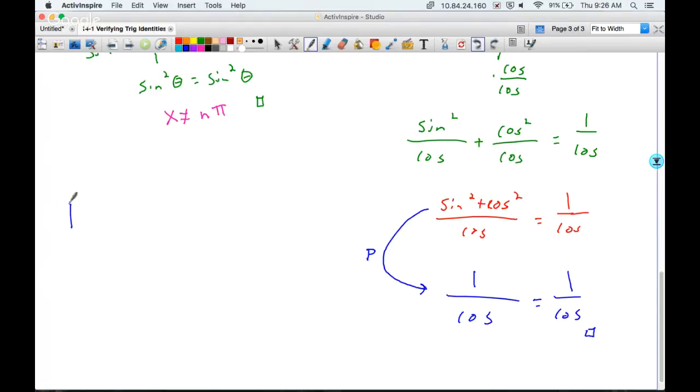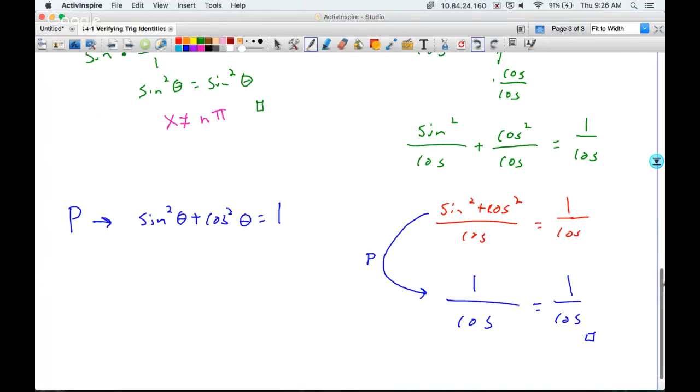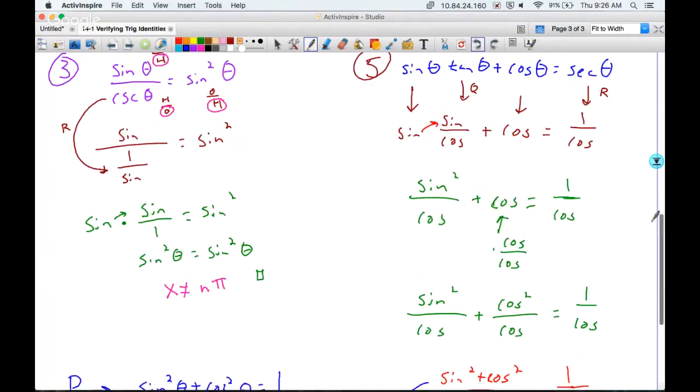The Pythagorean identity is sine squared theta plus cosine squared theta equals 1. And there are two others. They are in your packet. You can use them when they come up. We'll try to do one of those problems.